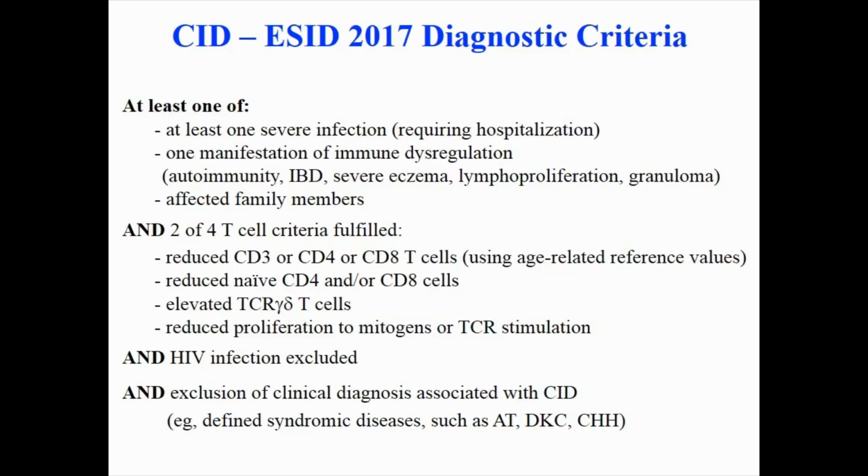You need to exclude HIV infection, because HIV infection would also result in many of these features. That would not be CID. And you need to exclude clinical diagnoses associated with defined forms of CID, but they're not just CID, they're much broader than this. So let's review this.